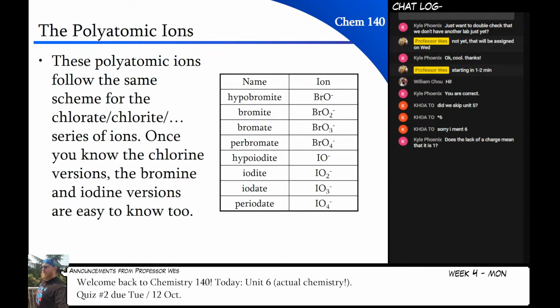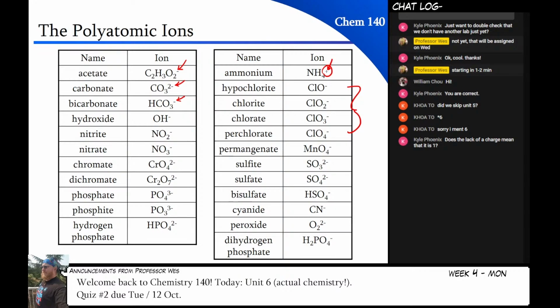Does the lack of a charge mean that it is 1? So when there is a lack of a number, the number implied is 1. That's correct. Now, if there was no charge at all, it would be blank and its charge would be 0. So, for example, if I had C like this, this is carbon with no charge, but this would be carbon with a 4 plus charge. This would be carbon with a -1 charge, and so on.